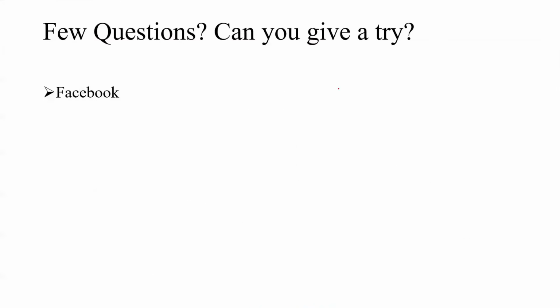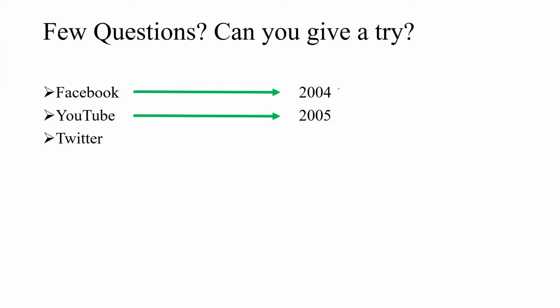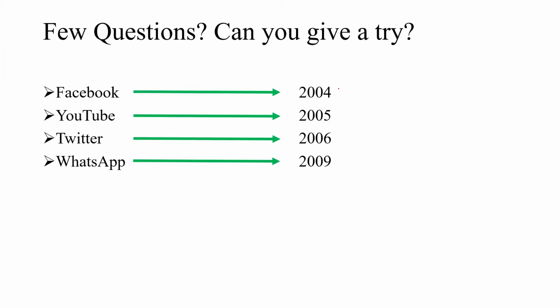So let's talk about some of the questions we discussed yesterday. Also Facebook, which was founded in 2004, YouTube in 2005, Twitter in 2006, WhatsApp in 2009, PhonePe in 2018. Let's say, what is happening? Wherever they are used, they are storing the information.